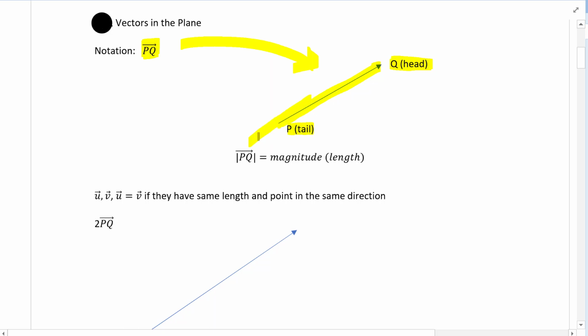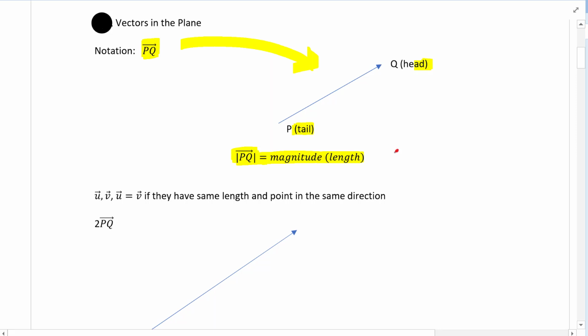A vector needs to have a direction. Like in this case, the direction is this one, it goes this way, and it has to have a magnitude, which means a length. So it is as long as the blue line goes. So I need to have a direction and I have to have a length to have a vector.